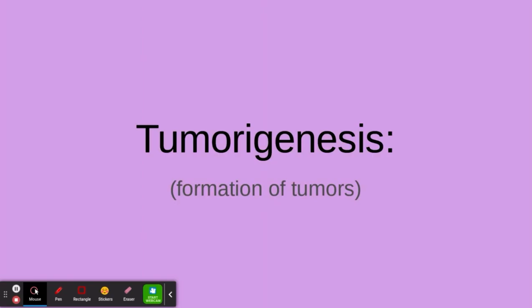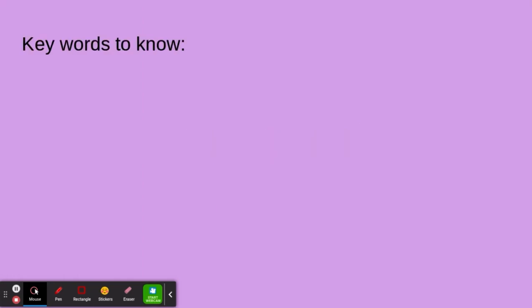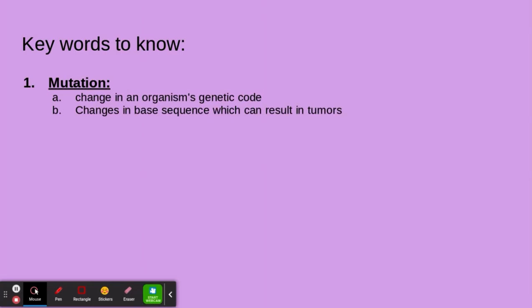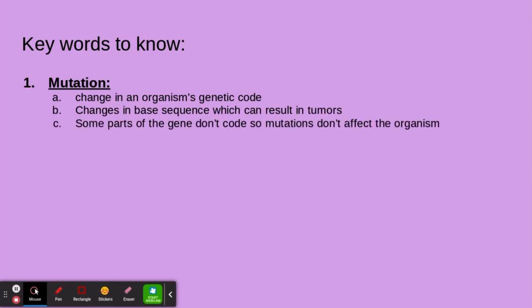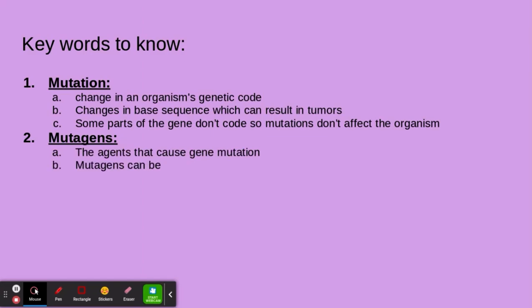So next we're going to be talking about tumorigenesis, which is the formation of tumors. Some key things to know are mutations, which are a change in an organism's genetic code. So when there is a change in the base sequence of a cell, it can result in a tumor. And some parts of the gene do not code, so mutations don't affect the organism. The next thing to know is what a mutagen is. So mutagens are the agents that cause gene mutation.